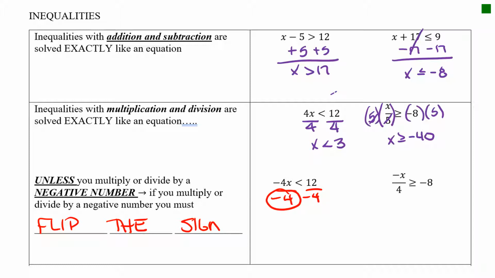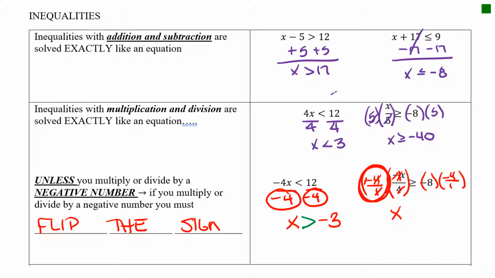So over here, this is when I decide. When you divide, that's when you decide. I divided by a negative number, so I'm going to flip the sign and get x is greater than negative 3. Over on this one, I'm going to multiply. This is negative 1 over 4, so I'm going to do negative 4 over 1. Doesn't matter where I put the negative. Remember, we like to put it on top. 1 cancels, 4 cancels, 4 cancels, negative, negative cancels. What do I have left? I have x. I multiplied by a negative, so I'm going to flip my sign. Negative 8 times negative 4 is positive 32.